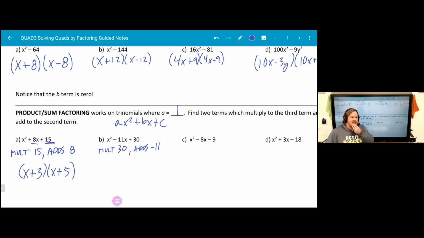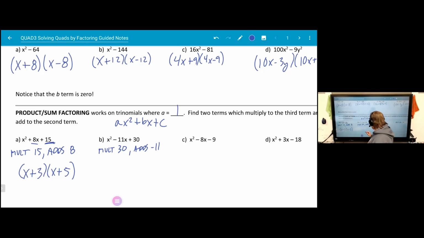What could we say about those? They would both have to be negative. The only way to add two numbers to get a negative number and multiply to get a positive is to have them both negative. But let's go ahead and check this out here. I know that 1 and 30 multiply to 30, but that adds to 31. I also know that negative 1 times negative 30 multiplies to positive 30, but that adds to negative 31. What else do we have in here?